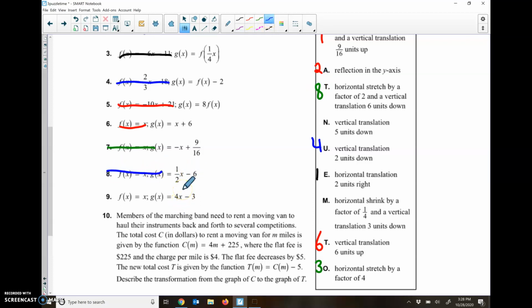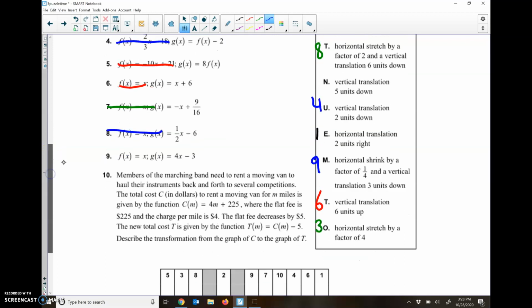Number 9, it says 4x -3. So the 4 is in front, so then I know it's going to be horizontal. And then remember, horizontal is the one that's backwards. So it's a 4, we're going to flip that to a 1/4. So it's a shrink of 1/4. And then -3 is going to make it move down 3. So that's going to be number 9 there.